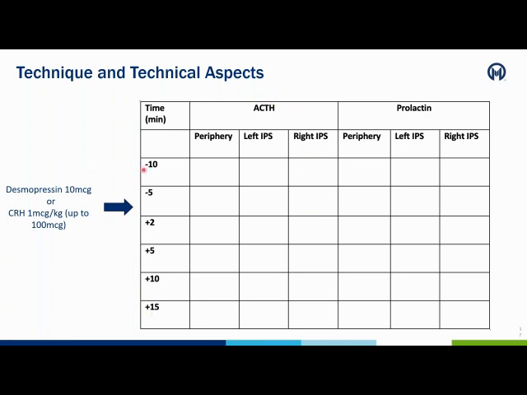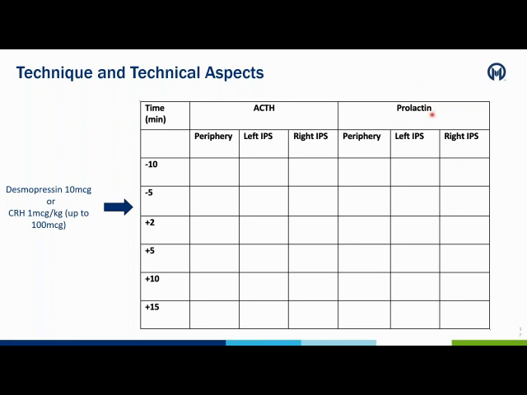And at each timestamp, we are collecting 3 samples for ACTH: periphery, left inferior petrosal sinus, and right inferior petrosal sinus. We do the same thing for prolactin: periphery, left inferior petrosal sinus, and right inferior petrosal sinus.